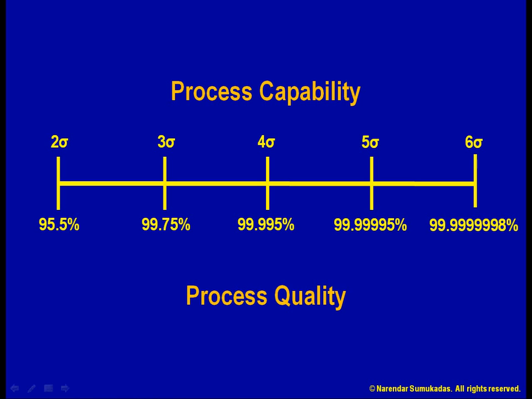However, the quality level increases astronomically. Generally speaking, we don't consider the 2 sigma process as being capable of producing good quality, since it is only able to do that about 95.5% of the time. The 3 sigma and higher processes would be considered capable.